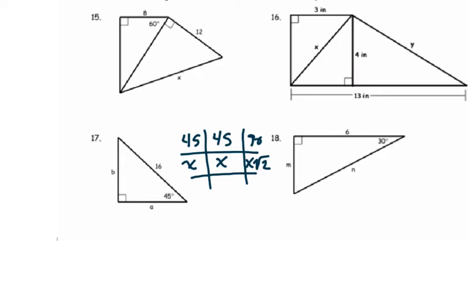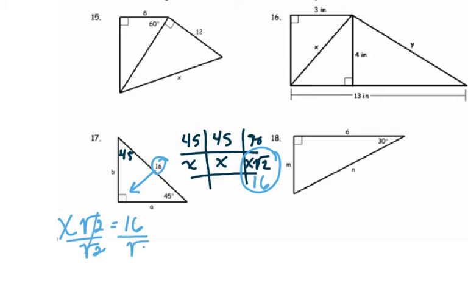Okay, 17. So this is a 45, 45, 90 triangle. This one has a 16 that's across from the 90. So in order to solve this, I need to make an equation. X root 2 equals 16. I get x by itself by dividing by root 2.